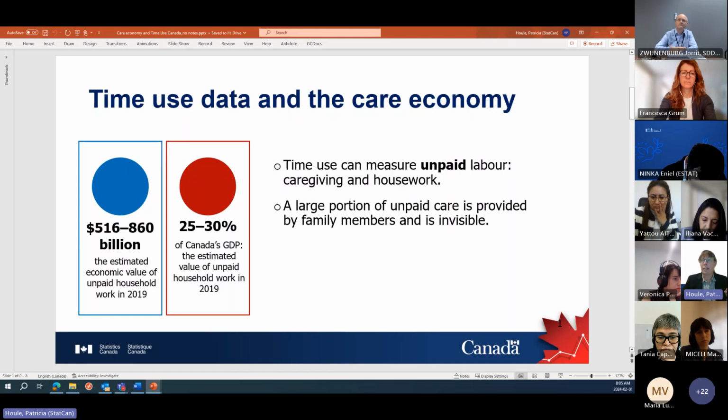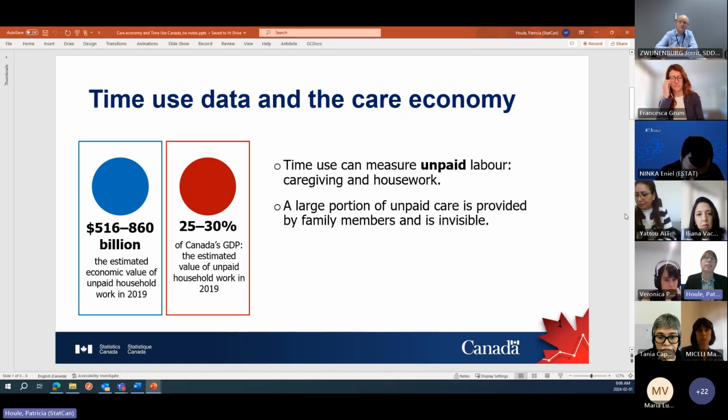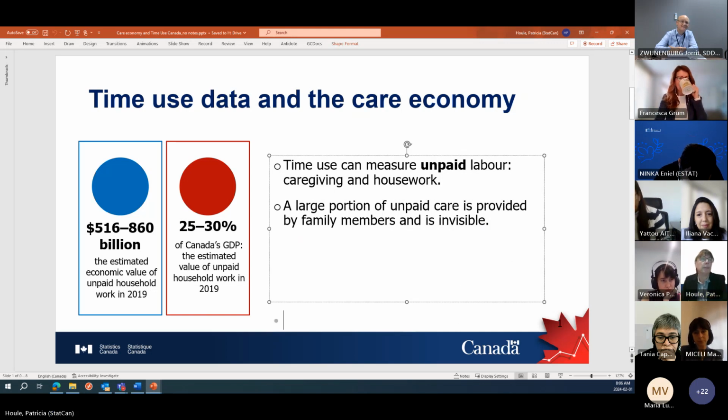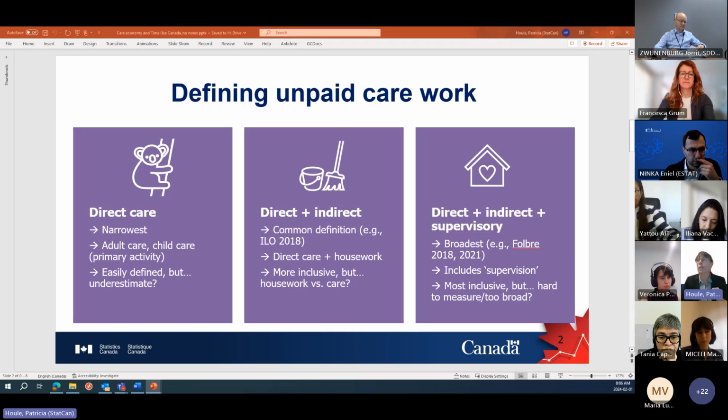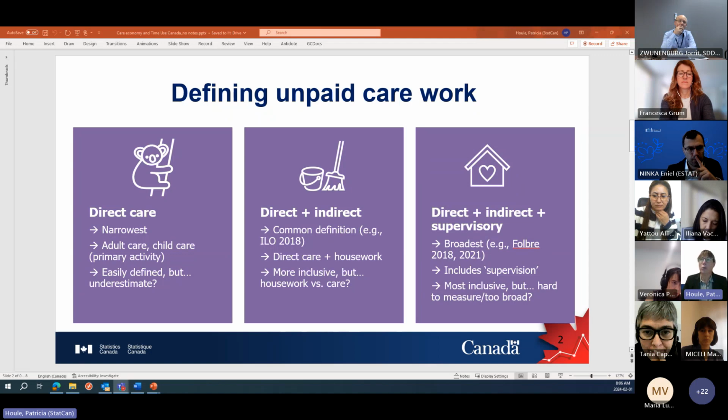We know that time use is one of the best ways to measure this, and that's why it's so important to measure. But I'll say a but here. So what is unpaid care? We have three ways of defining it. The first is direct care, which is for sure the narrowest and captures only primary caregivers interacting with their care receiver. And using time use for that, unfortunately, we'd be missing a lot of information, as time use is not the best tool to be able to measure direct care.